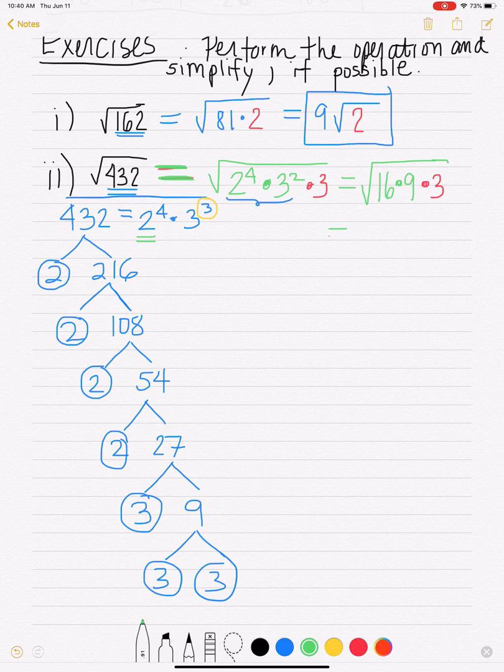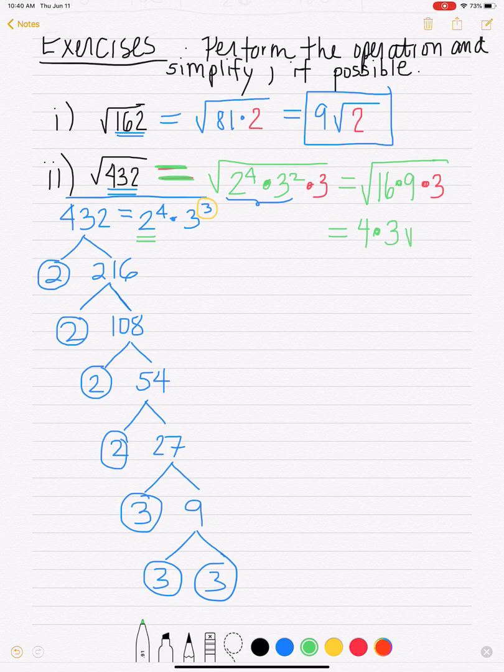So what we're going to do, we're going to get 16 out of jail. 16 is a perfect square, so it can come out of jail. When it comes out of jail, it becomes 4, right? The square root of 16 is 4. 9 is also a perfect square, so he gets out of jail as well. He becomes 3, right? The square root of 9 is 3.